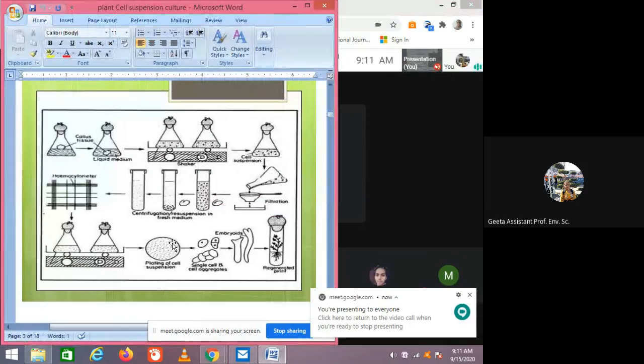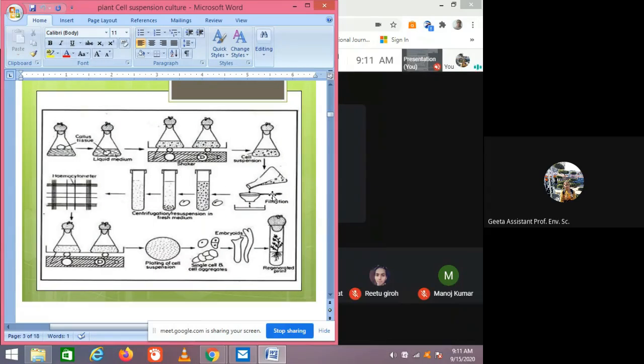Plating means you have to suspend the cells into the media, solid media, and you will get single cells and cell aggregates. They can form, and from these cells there is a regeneration of the embryo. And the embryo is a bipolar structure and it can regenerate into the whole plant, shoots as well as root. This is the whole process of how these suspension cells can be recultured into liquid media, callus to the plant cells.